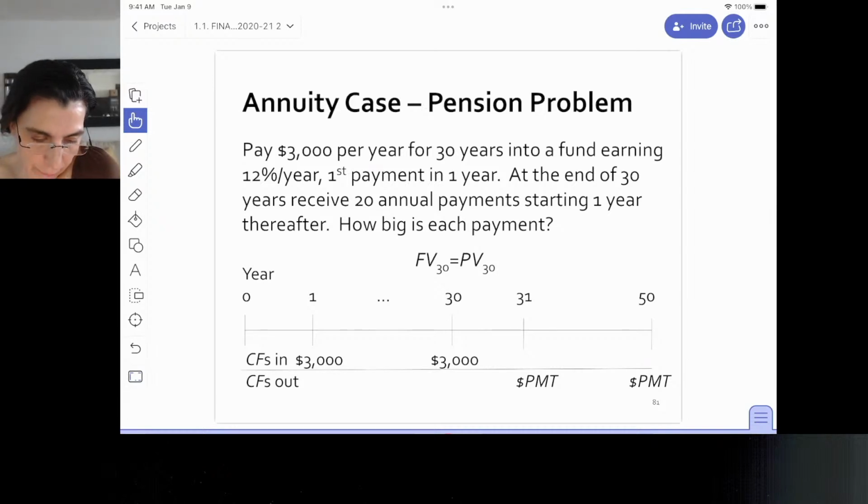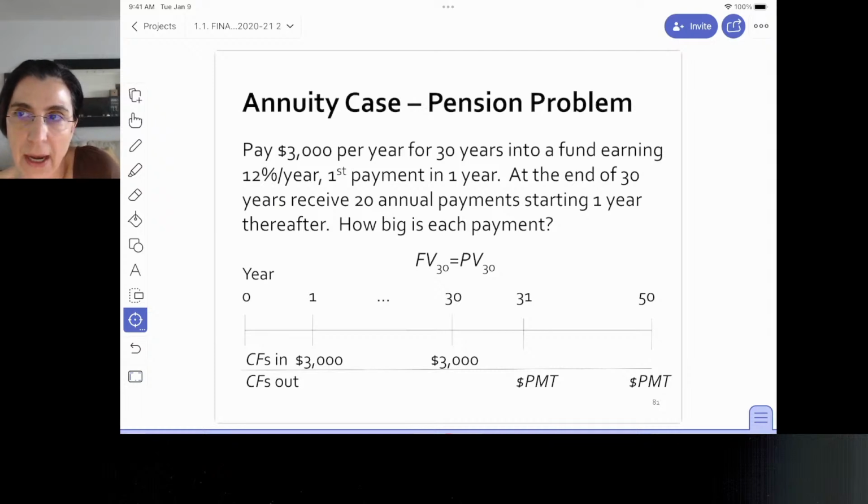So what you have here are two sets of cash flows. The deposits into a fund, a pension fund, that are going to be $3,000 per year for 30 years. All right, so that's an annuity. Those are the payments, that's the duration, and this is the interest rate, 12% per year.